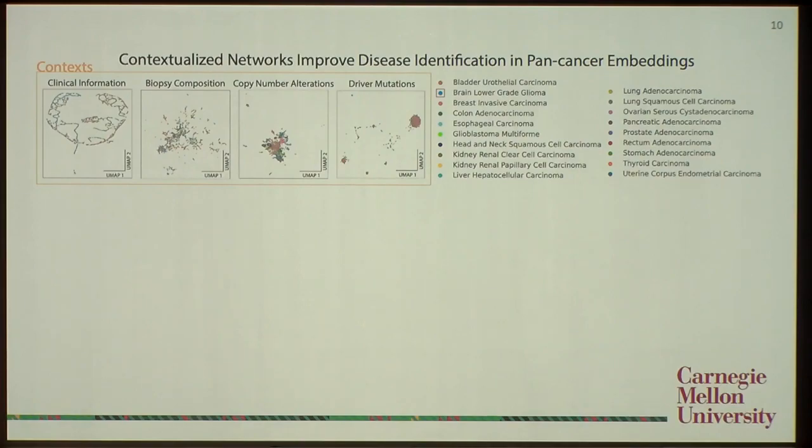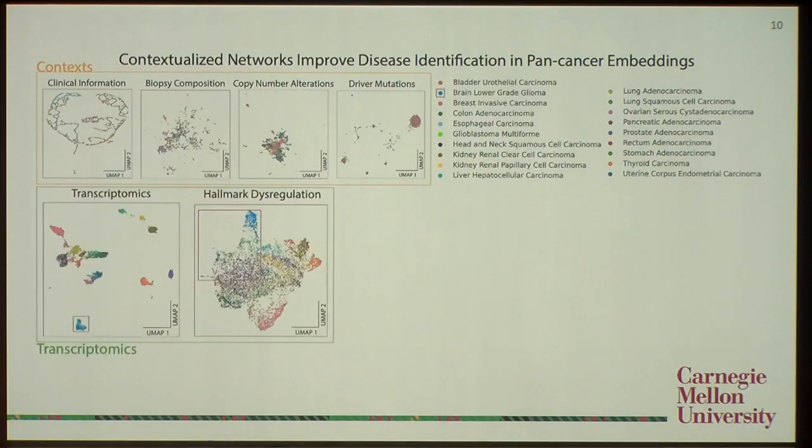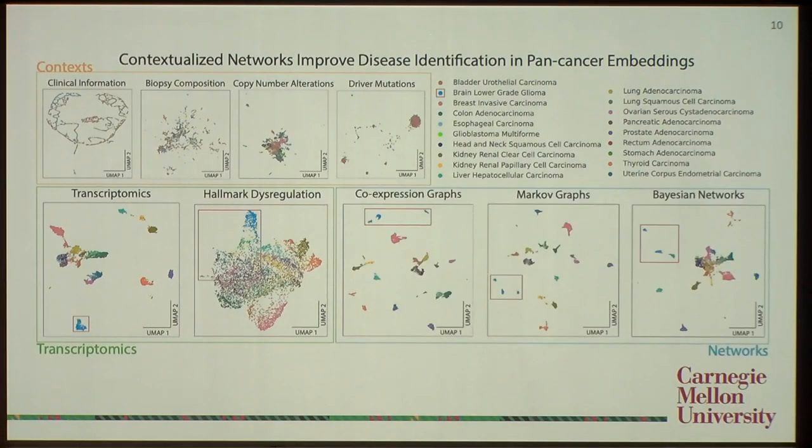So first, the contexts that we use, none of these views identify or separate the medical classifications of the tumors very well. As expected, the transcriptomic view gives a pretty good separation of the tumor type, with the hallmark dysregulation muddying this quite a bit. And for the network views, we find that this also separates the medical classifications of tumors very well and also produces subclusters of these tumor types, notably in the thyroid carcinoma, the uterine endometrial carcinoma, and in brain lower grade glioma.